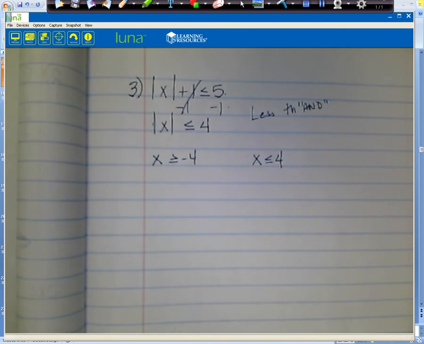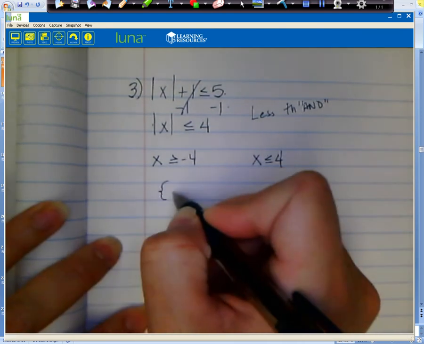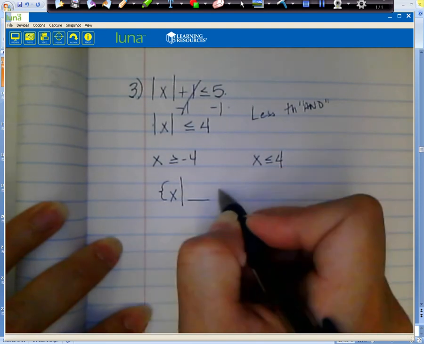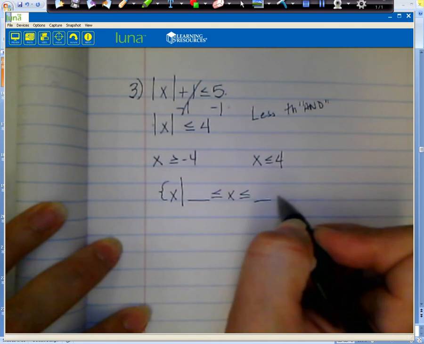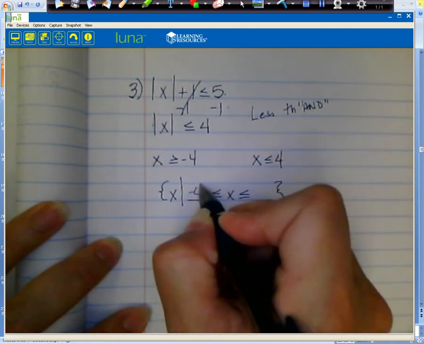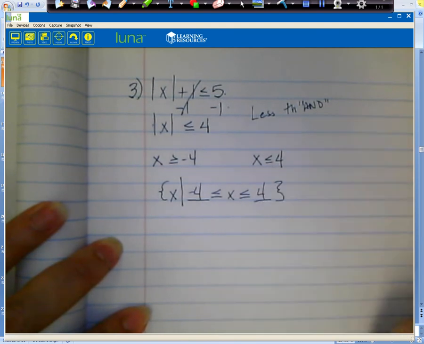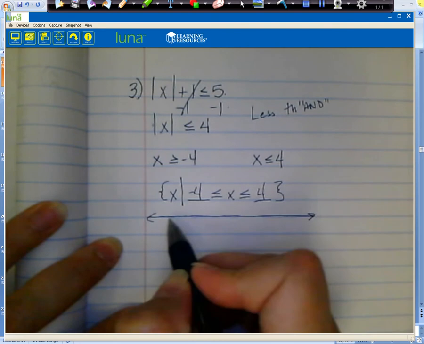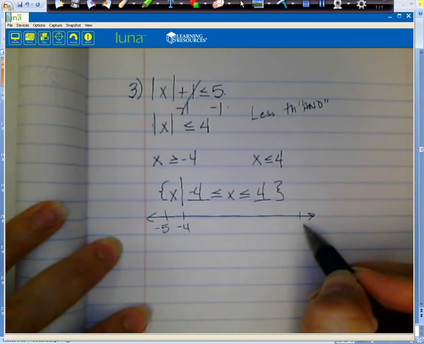So now I've solved. I'm going to put it in my set notation. Again, your and set notation is x such that blank is less than or equal to x is less than or equal to blank. I'm going to fill in my blanks from least to greatest, -4 to +4. I've solved, I have set, now I have to graph. I'm going to go one below -4 and one above +4.